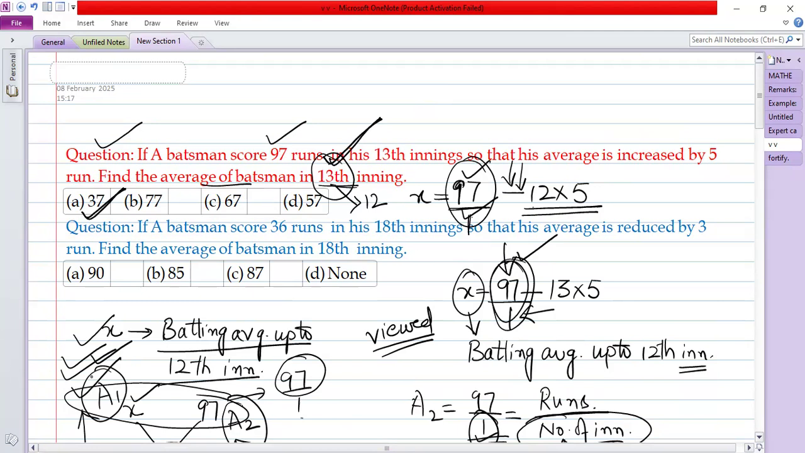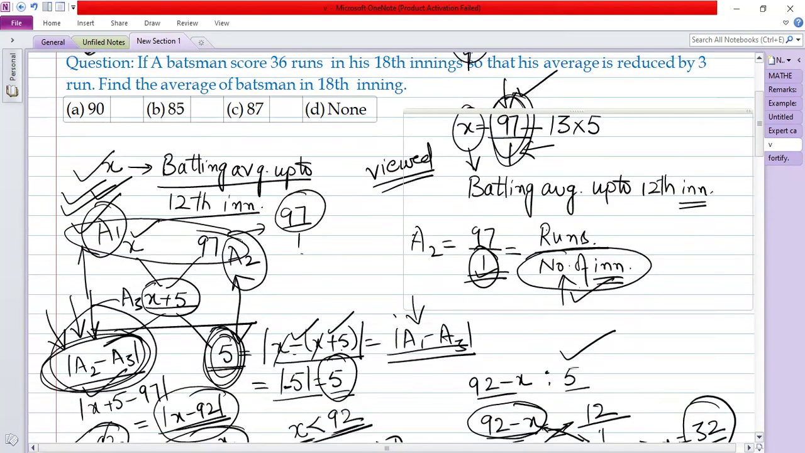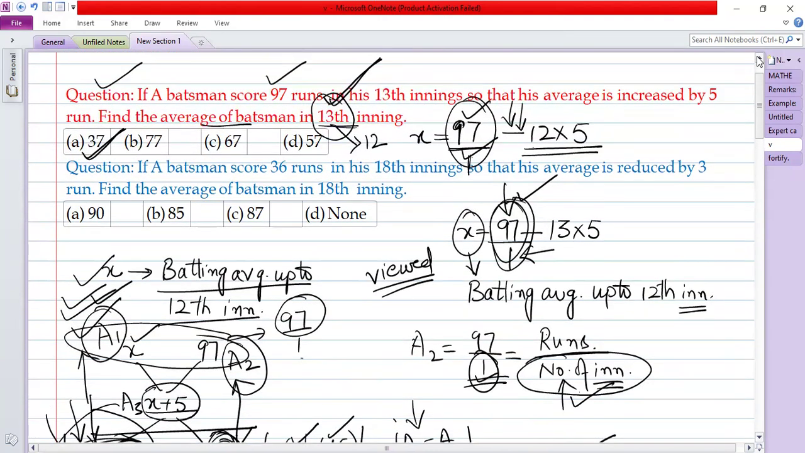So this is another way, by the way of allegation. But here, yes, we have to be very, very careful that we take the positive sign of this difference, A1 minus A3 or A2 minus A3. So this was just an extra method, and one can try this question also.